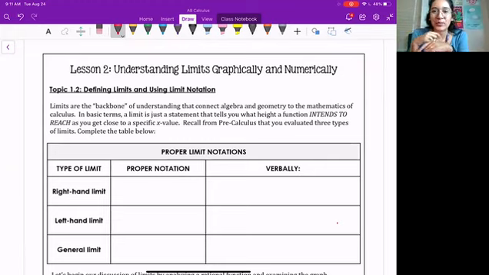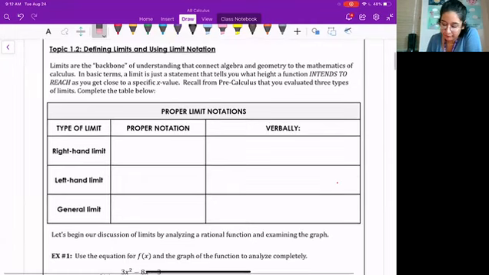So we did talk about limits a little bit yesterday on the first lesson with instantaneous rate of change, and how the limit, as my delta t approached zero, my average rate of change began to approach my instantaneous rate of change. So today we're going to talk about limits on a graph, also some numeric values of limits.